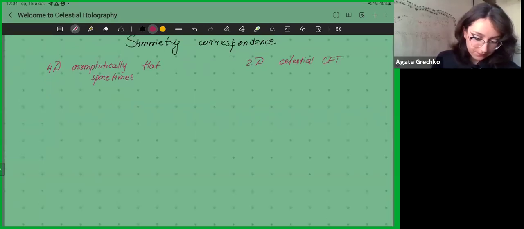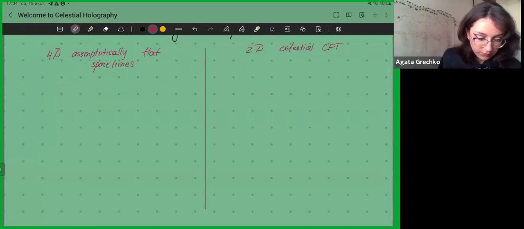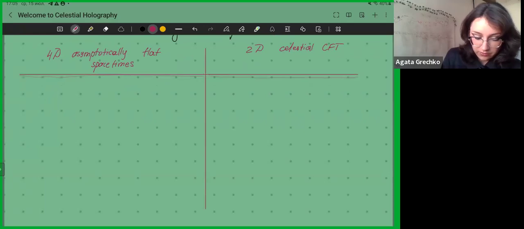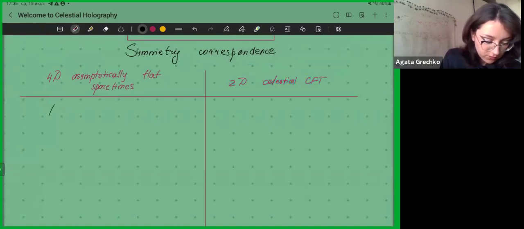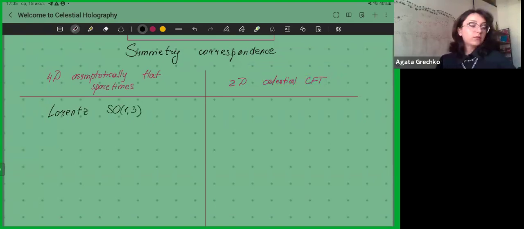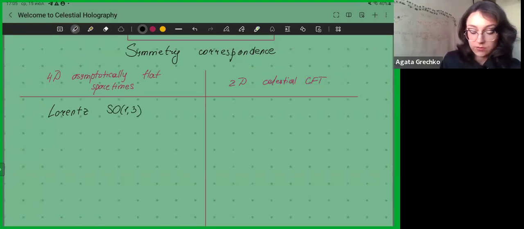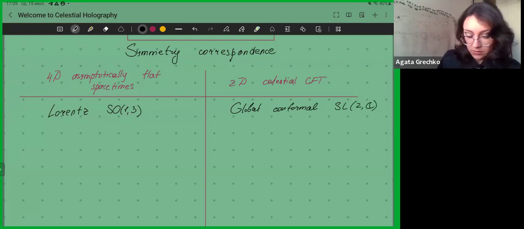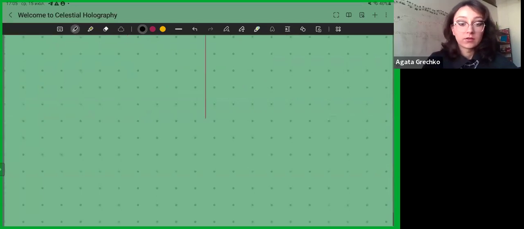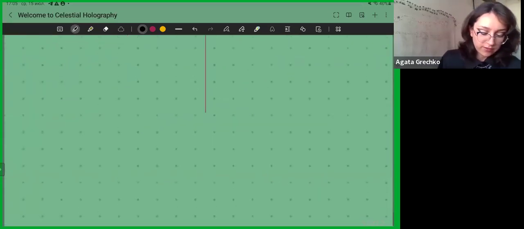Okay, so the first line here we already investigated, right? It's the correspondence of Lorentz SO(1,3) symmetry. And Lorentz SO(1,3) symmetry acts on our conformal primary basis as global conformal transformations of the SL(2,C) group. This we already saw. Great. Now let's continue with translations.